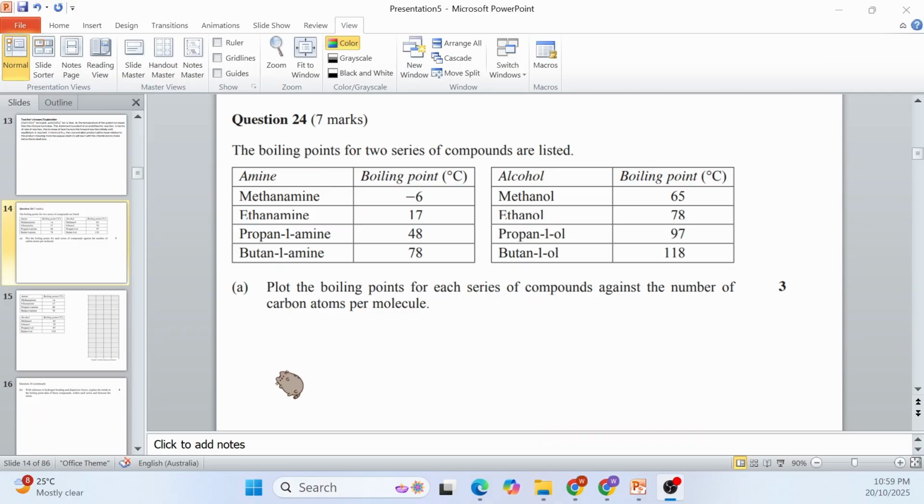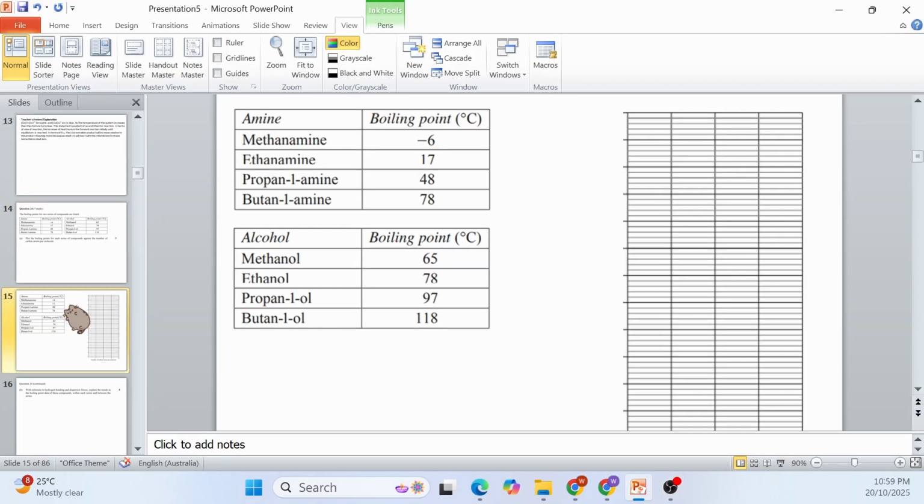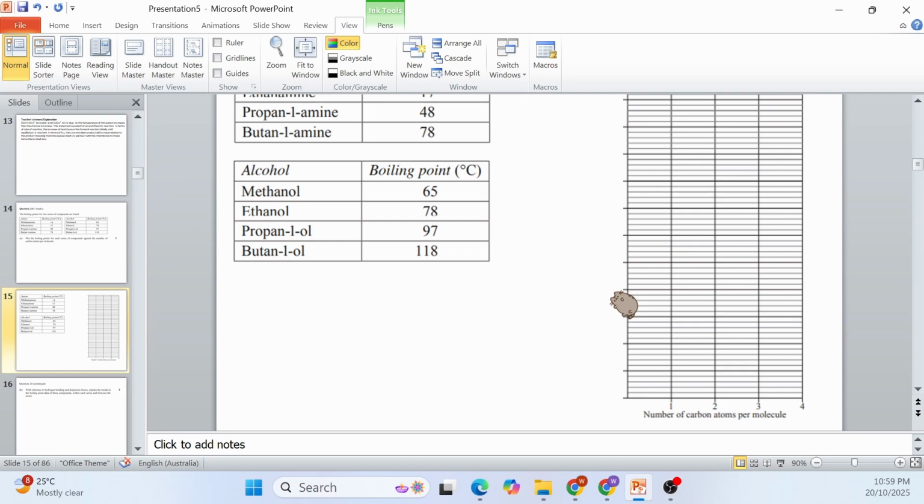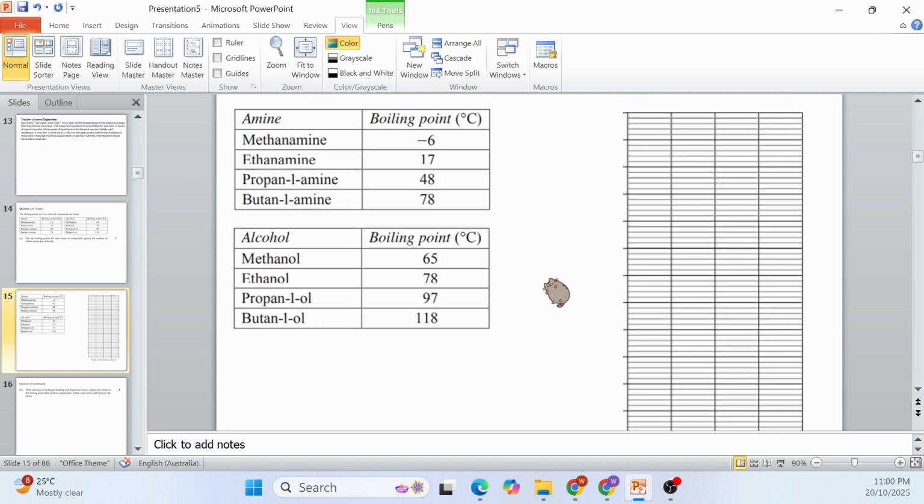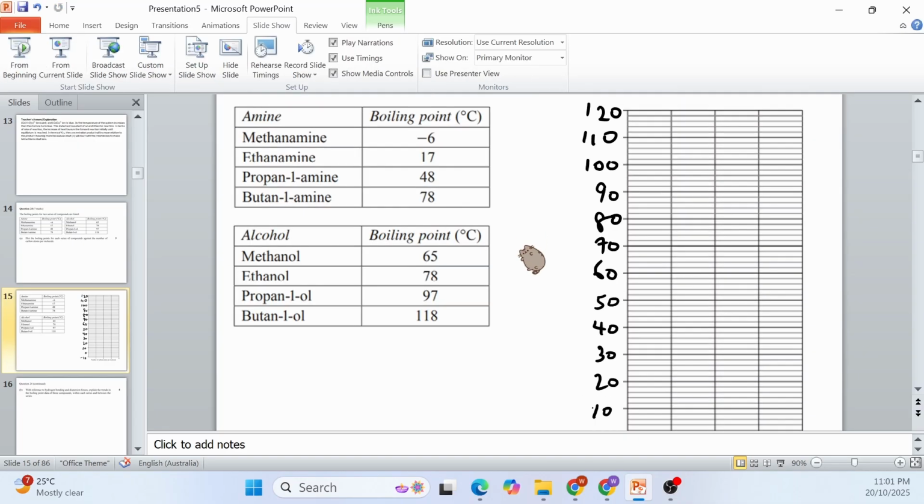Question 24, 7 marks. The boiling points for two series of compounds are listed. Plot the boiling points for each series of compounds against the number of carbon atoms per molecule. So what we're going to do here is simply plot the boiling point on the y-axis. As we can see from the data, the lowest boiling point is -6 and the highest boiling point is 118 Celsius. Now we simply fill in the data.